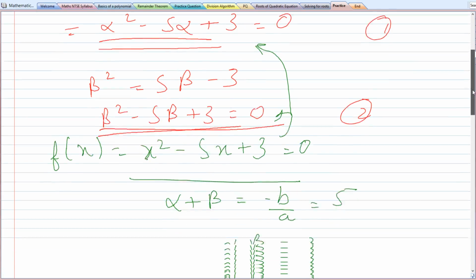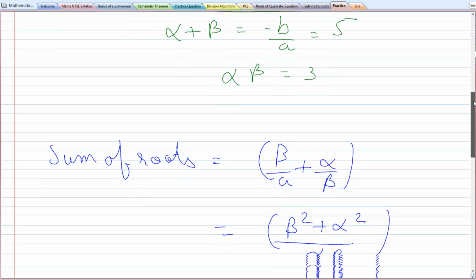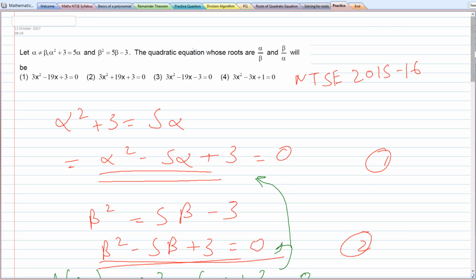If that is true, the value of alpha plus beta is equal to minus b by a, which is 5, and alpha beta, the product of alpha and beta, is 3. We have to find the quadratic equation whose roots are alpha upon beta and beta upon alpha.